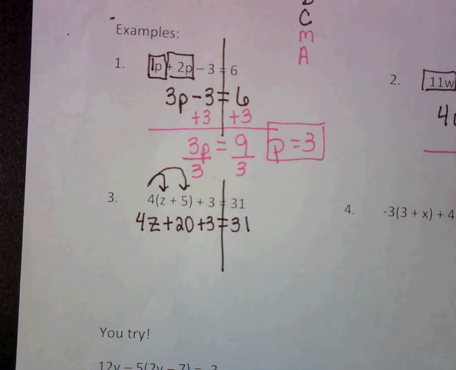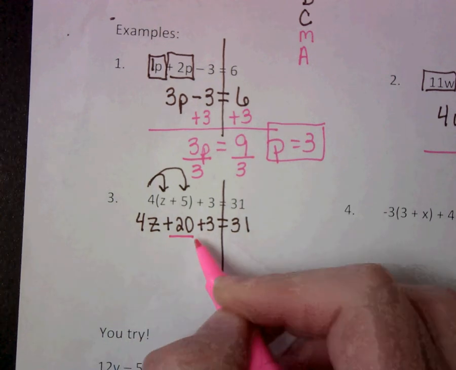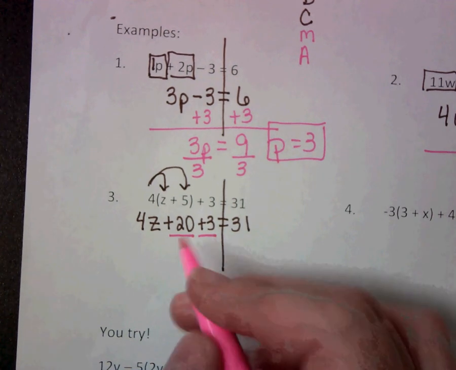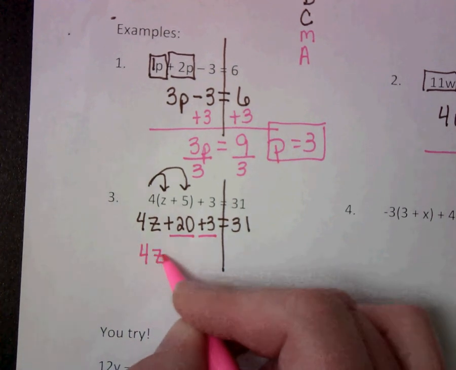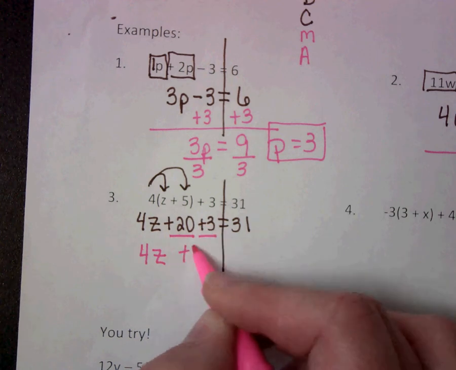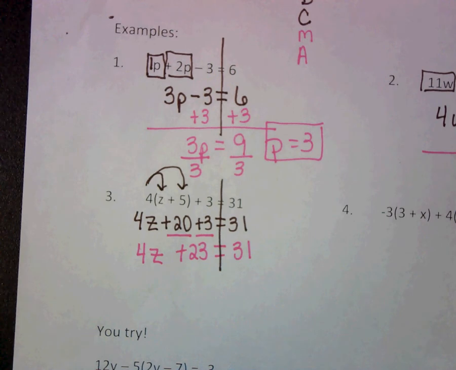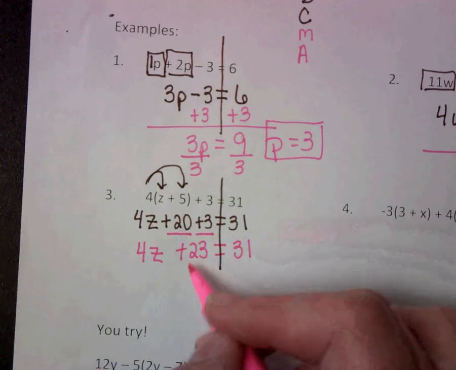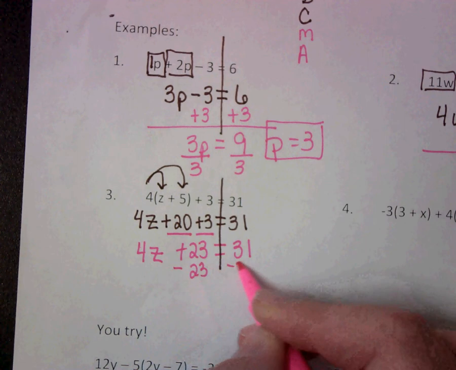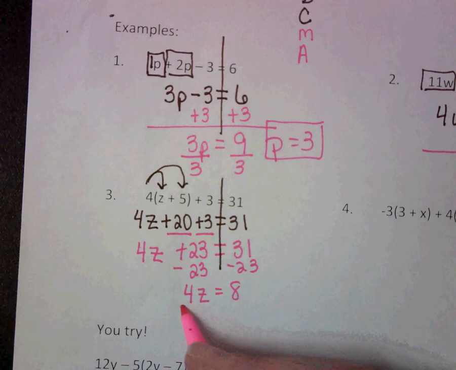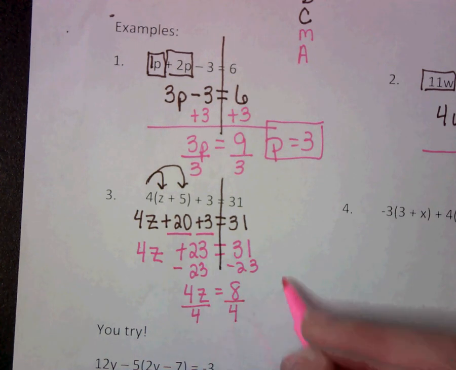Okay. Now we're going to look for combining like terms. 20 and 3 this time are my like terms. So this time my like terms are constant terms. 4z stays 4z. 20 plus 3 makes 23 equals 31. Should be super easy from here. Minus 23. 4z equals 8. Divide by 4. z equals 2.